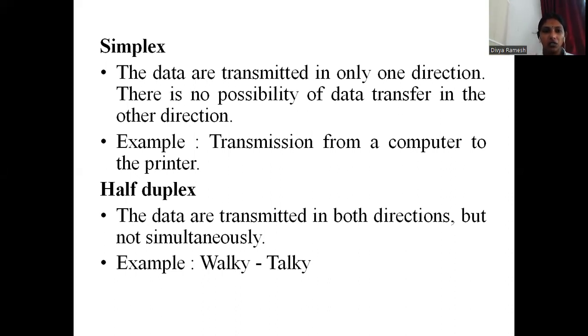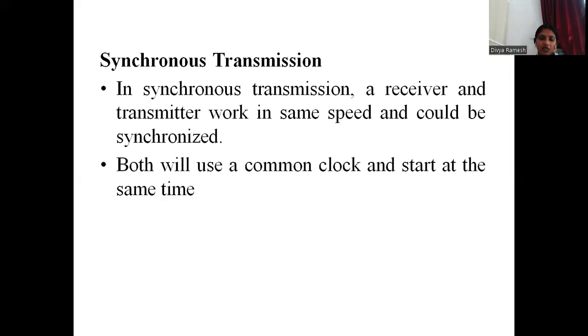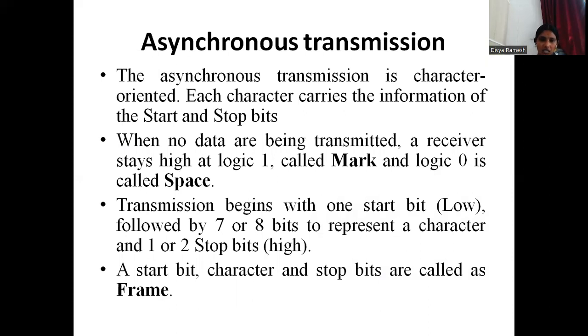The next one is half duplex mode. In half duplex mode, the data can be transmitted in both directions, but not simultaneously. The sender can send and the receiver can send, but at a time they can't both send information. That is a walkie-talkie, which you might have seen in day-to-day life. The next one is full duplex, which is like the mobile phones we use in our daily life. Both the sender can talk and the receiver can send data. These are the various modes of transmission in serial communication.